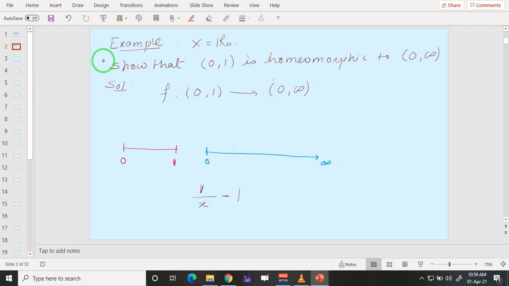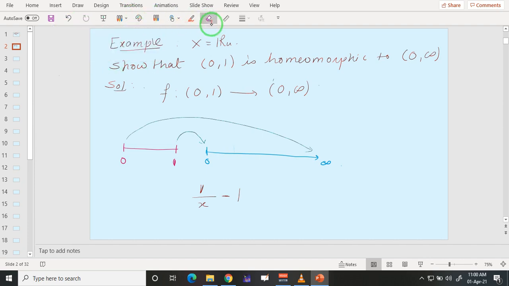So this function will take 0 to infinity and it will take 1 to 0. Substitute 1 here, you will get 1 upon 1 is 1, minus 1 is 0. So 1 is mapped to 0. And when you go like this, it will go to infinity, or when you come like this, it will come like this. Increasing, decreasing things you can check. So this point will be mapped here, and as x goes to 0, this will go to infinity. So let us define our function to be like this.